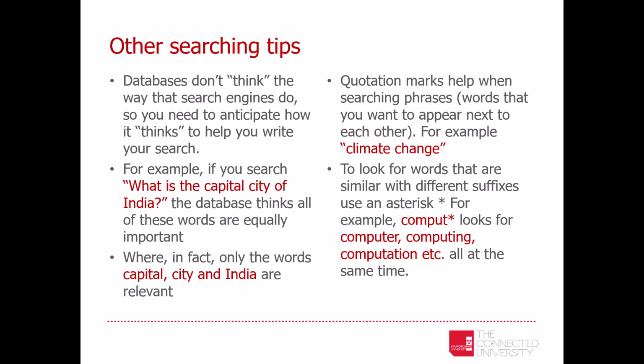Databases can also save us some legwork. We can use an asterisk to look for words that have got similar meanings that start with the same root word. So for example, if we search compute, an asterisk, it looks for computer, computing and computation all at the same time without needing to run separate searches for each word.